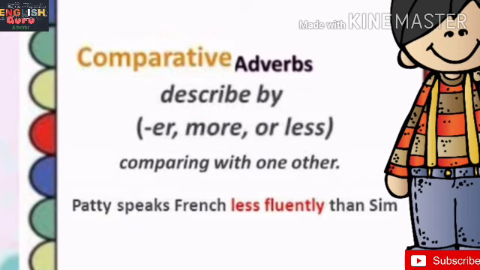Comparative adverbs are usually described by the words er, more, or less. Here, the action of one thing is compared with that of another. For example, Patty speaks French less fluently than Sim. Here, the action of Patty is compared with that of Sim, and the action was fluency in speaking of French.